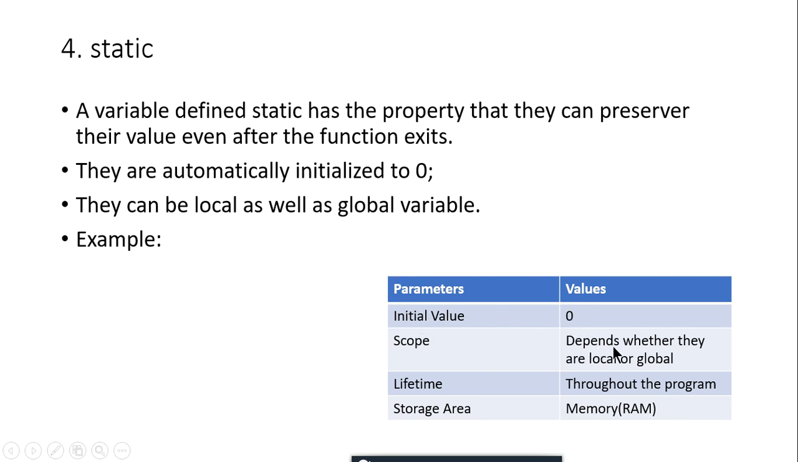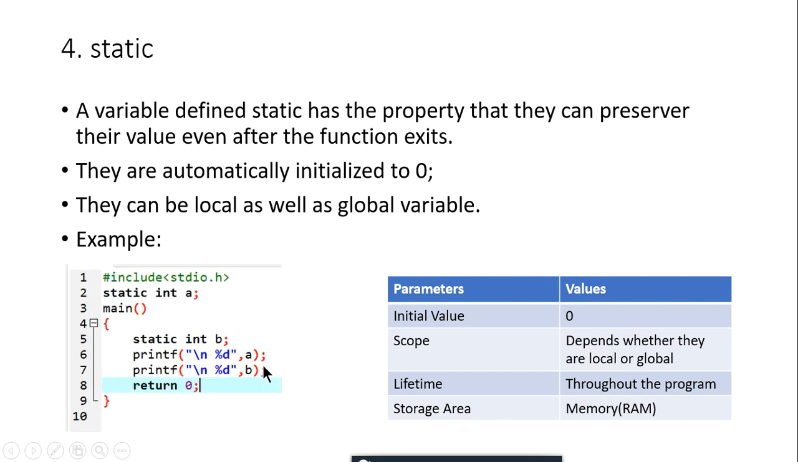Scope is based on whether you are declaring a local variable or global variable, and the lifetime is the same throughout the program. Now lifetime: whether your variable is local or global, they can be used or accessed throughout the program. They can retain their value throughout the program, and their storage area is RAM. So there you go. This is my static variable.